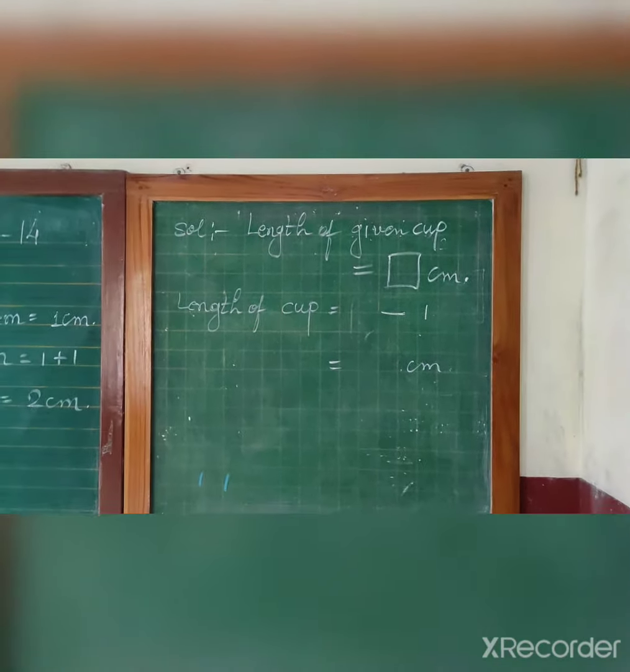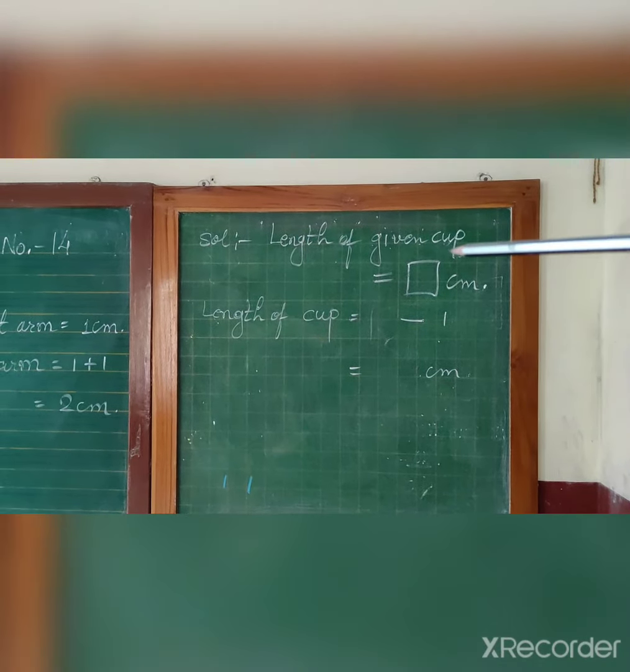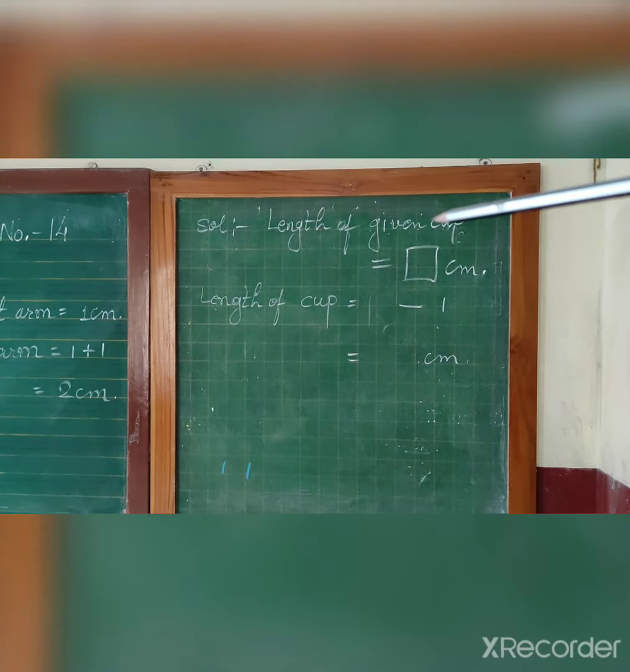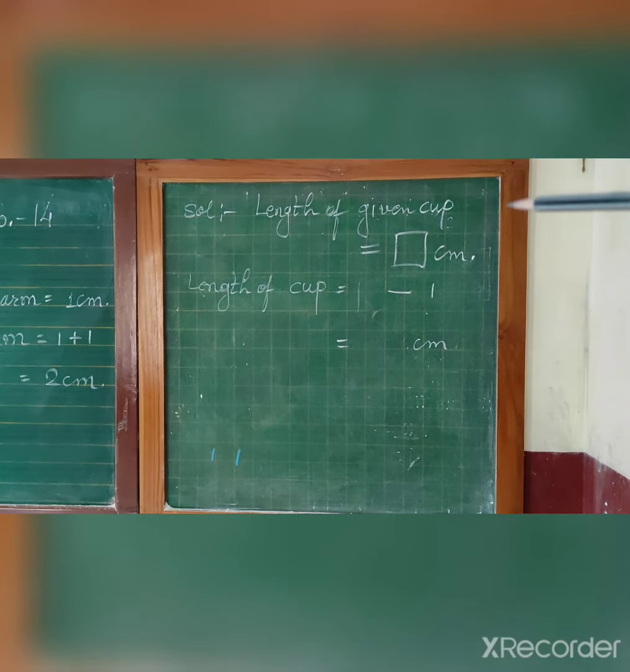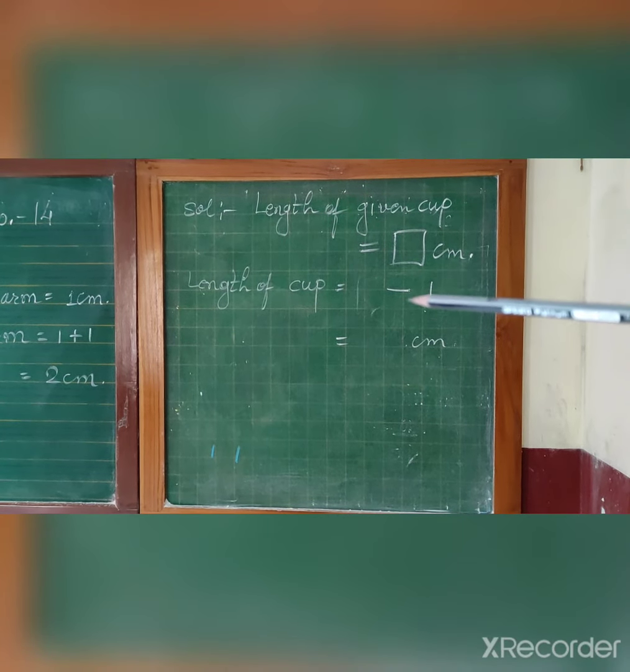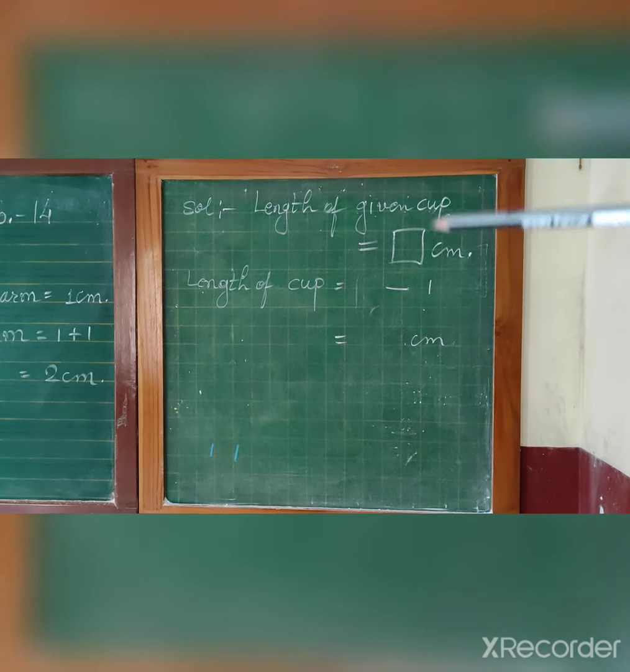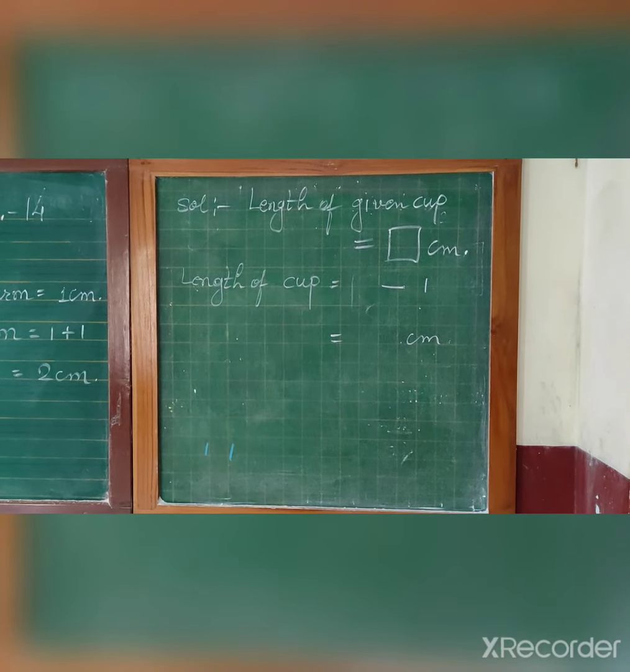the length of the given cup. Whatever measurement of the given cup you get, you will write in this box. Then the length of the cup that you are going to draw is shorter. That means you will subtract 1. So whatever answer you get, that much length of cup you will draw.